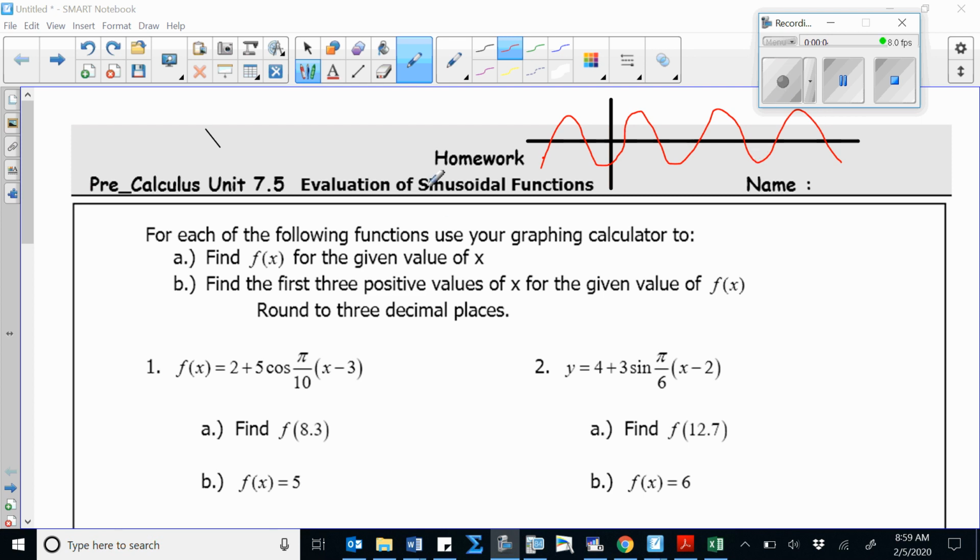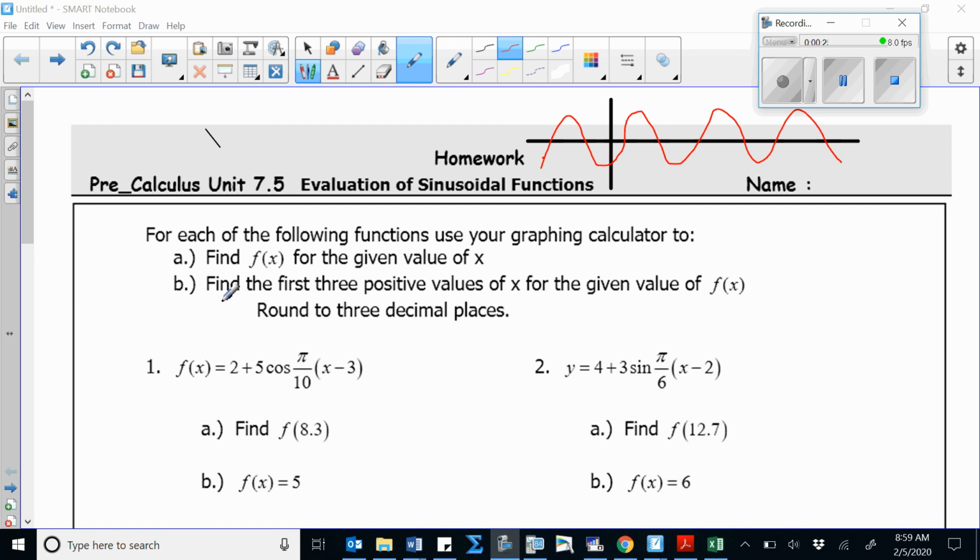Hi everyone, today we're going to learn how to evaluate a sinusoidal function. For each of these following functions, we're going to use our graphing calculator to find f of x for the given value of x. For example, when x is 8.3, we are interested to know what is f of 8.3.